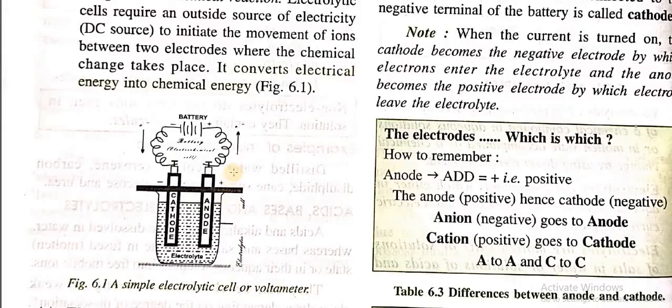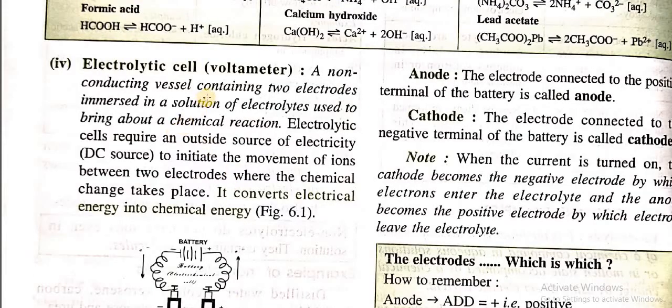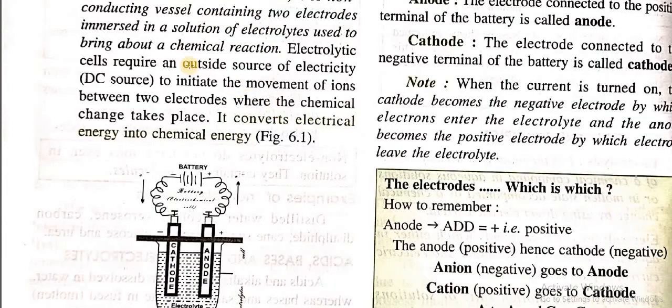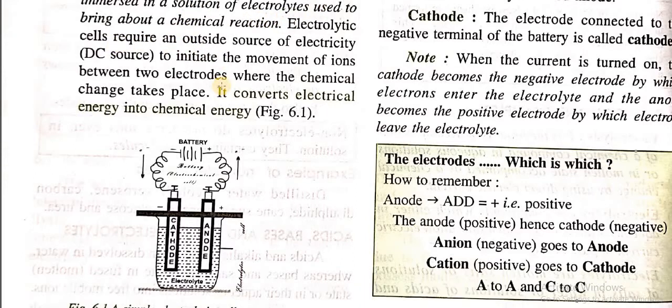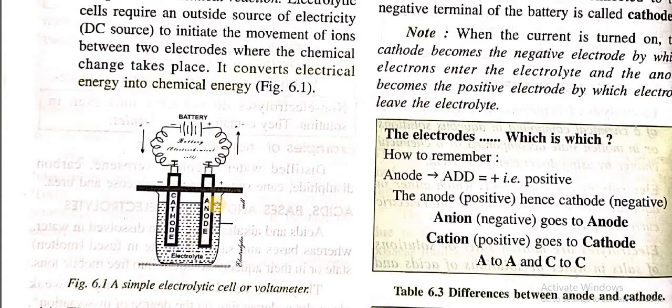So it is a non-conducting vessel containing two electrodes immersed in a solution of electrolytes used to bring about a chemical reaction. The definition of electrolytic cell. Now, in this electrolytic cell, we have got an electrolyte, and electrolyte is a substance which conducts electricity either in molten state or in aqueous state. So, in electrolytic cell, we have got an electrolyte.